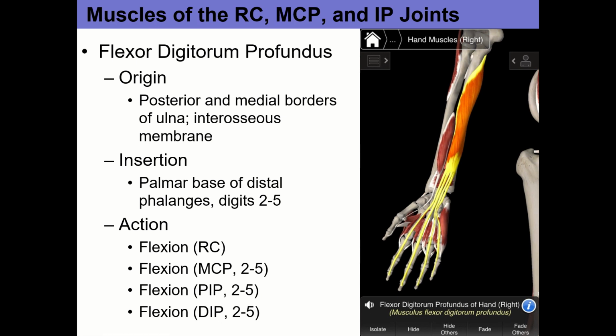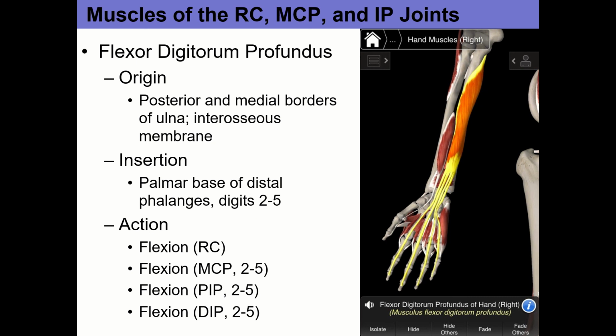So now we're going another layer deeper. In order to see superficialis, we had to actually take off pronator. Well, we didn't have to take off pronator teres, but we did. But we had to take off flexor carpi radialis, palmaris longus, and flexor carpi ulnaris. Then we got to flexor digitorum superficialis. Now we took it off, and now we can see flexor digitorum profundus.